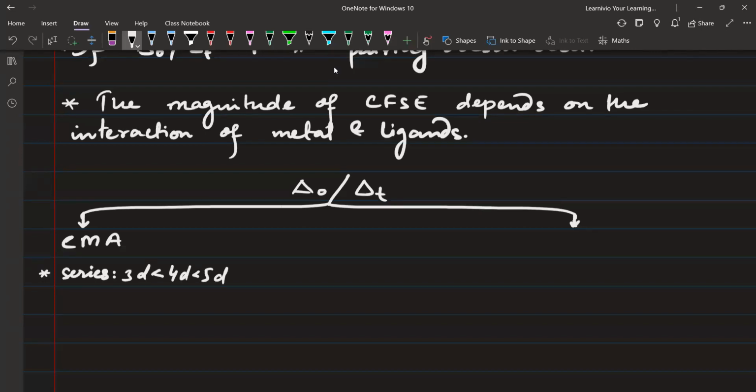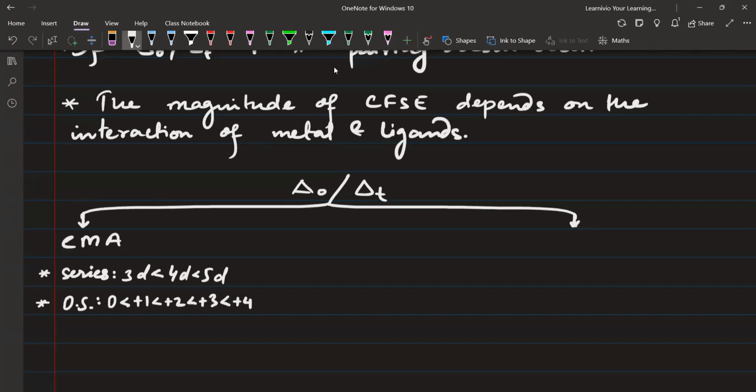Similarly, it also depends on the oxidation state, because the higher the charge on the central metal atom, the higher the magnitude of CFSE. So zero charge will have the least CFSE, followed by +1, followed by +2, followed by +3, and followed by +4.